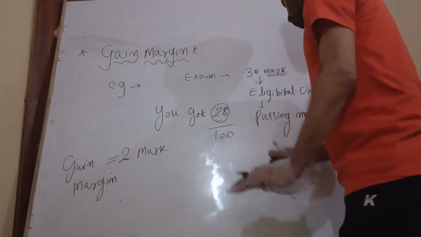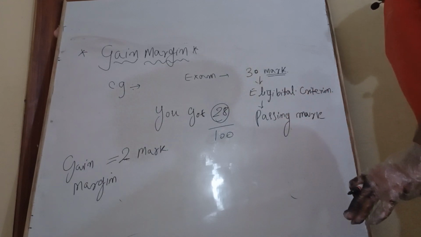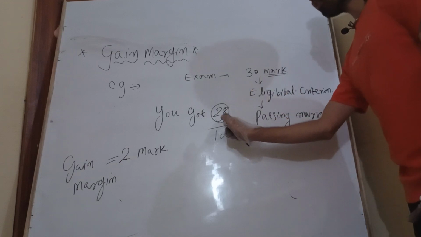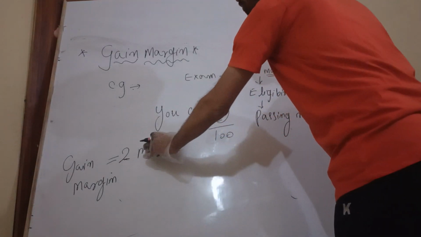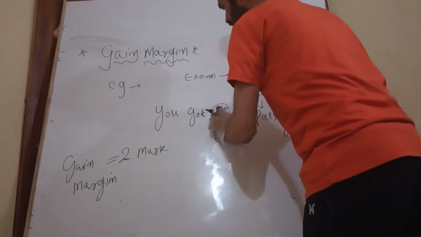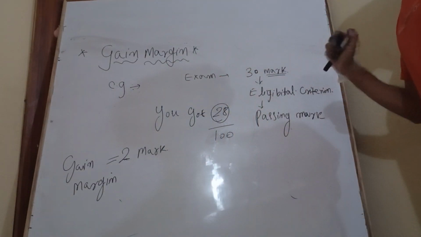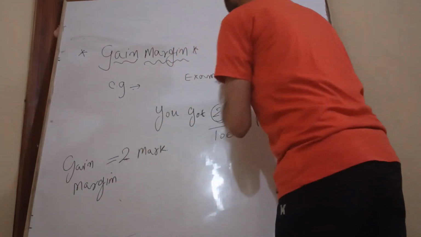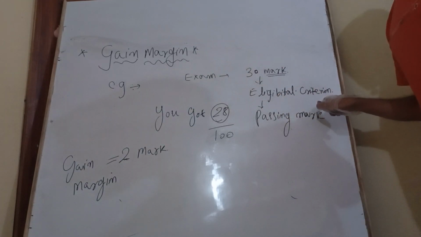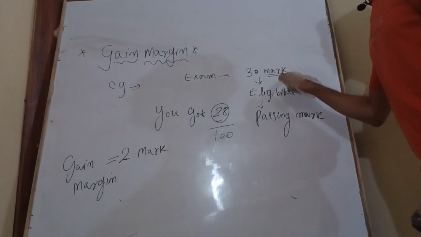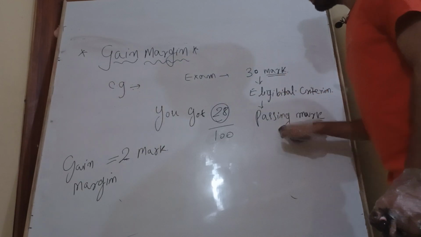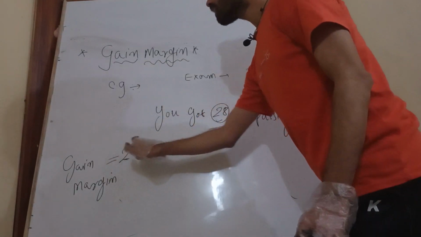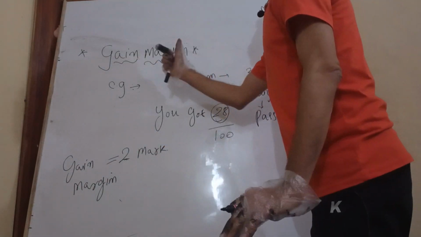So this is the gain margin for your particular exam. To qualify, 30 marks were required, but you got 28, so you are 2 marks away from the passing marks. If you achieve these 2 marks, you will reach the eligibility criteria, the verge of stability, and you will get qualified. So this is all about gain margin.